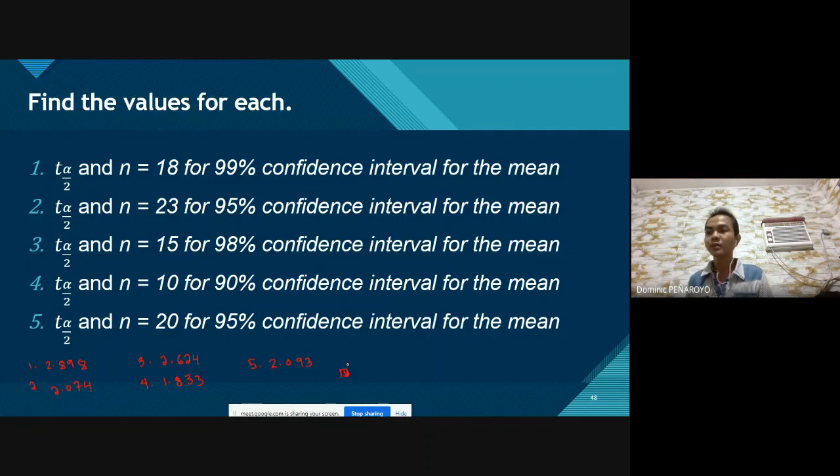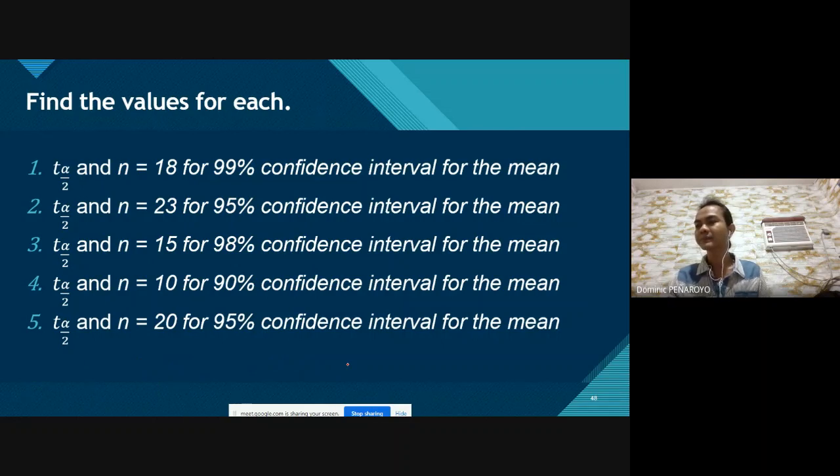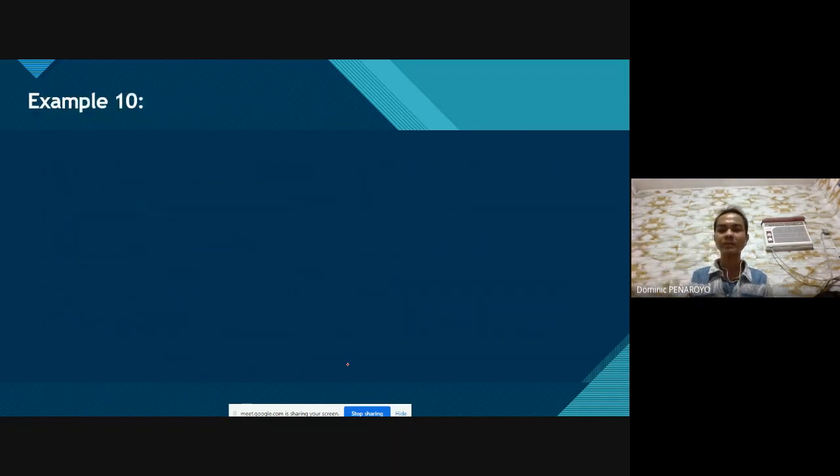Okay? So those are the answers for this activity. So I'm hoping na tama yung mga sagot nyo. Alright, so let's proceed with example number 10.